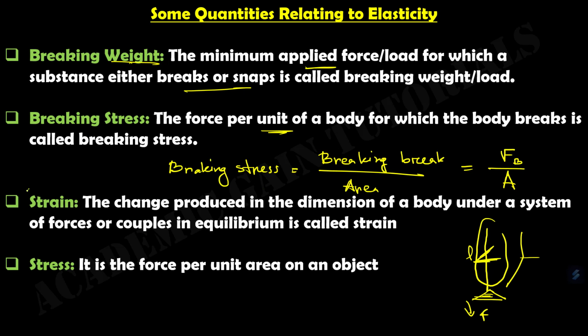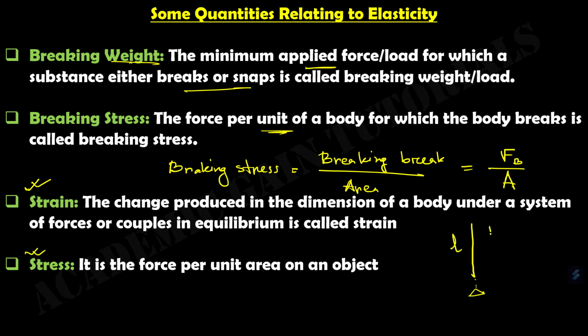Now we have to know two more terms, which are strain and stress. What is strain? Strain says that the change produced in the dimension of a body under a system of forces or couples in equilibrium is called strain. Suppose this is a rod of length L, and when we apply some force, or add some weight there, it gets stressed and the length increases. Suppose this increase in length is del L.